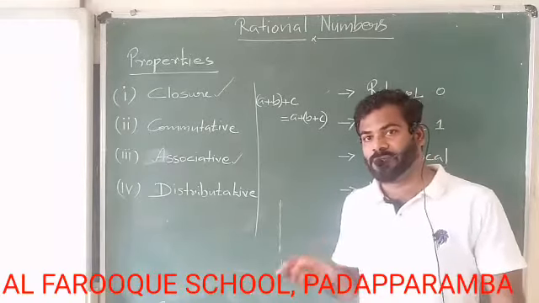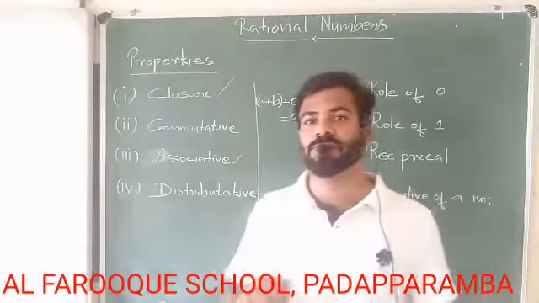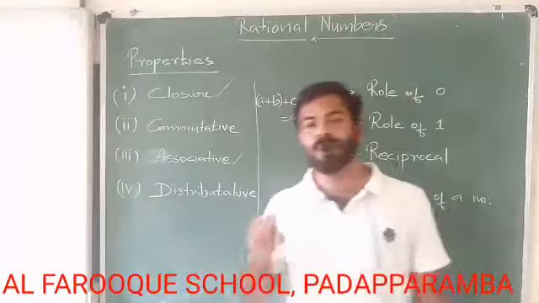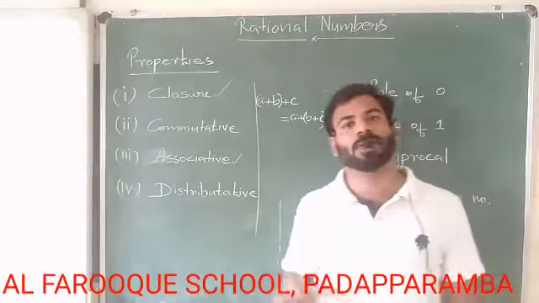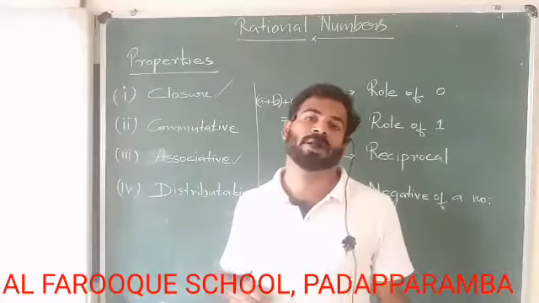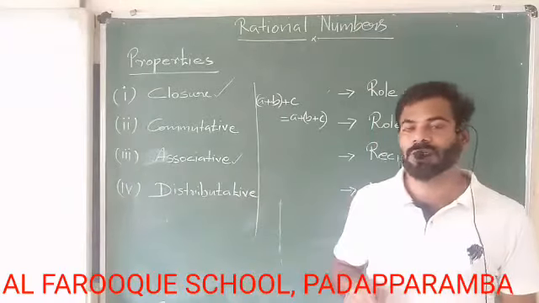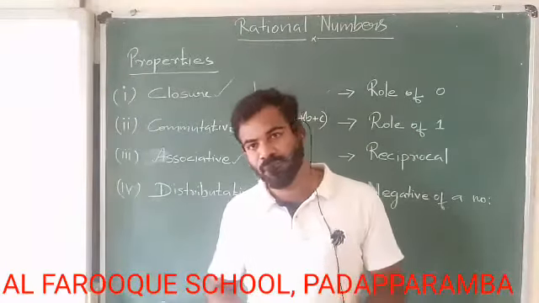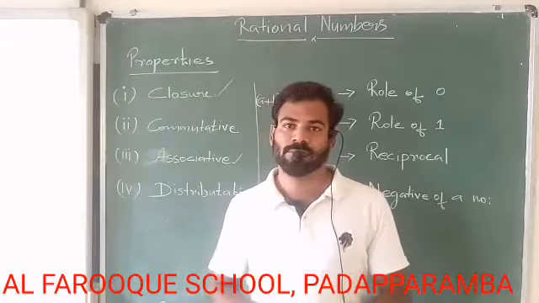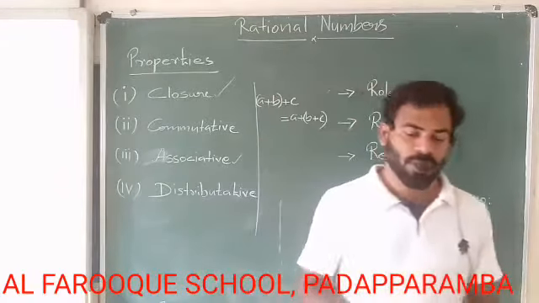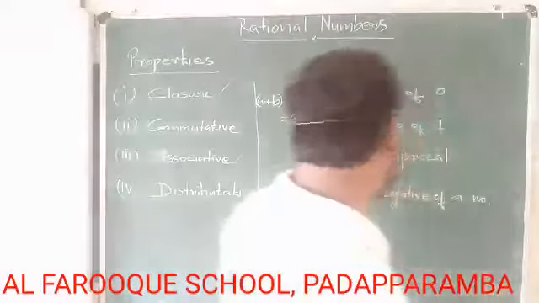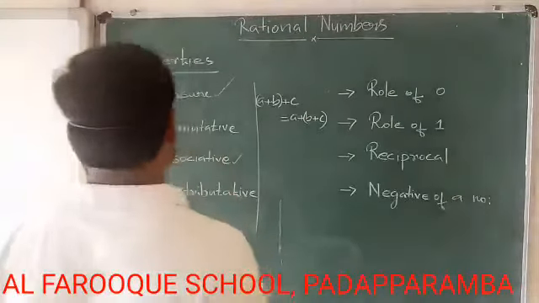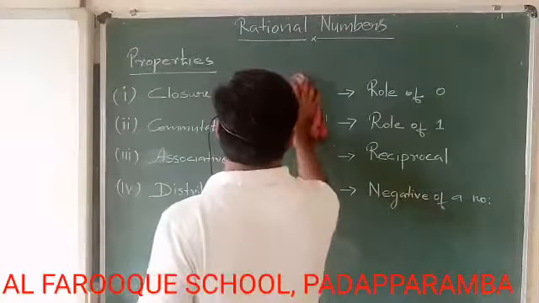Is it clear? So once again I am repeating, in the case of associative property, addition and multiplication are associative, and division and subtraction are not associative in the case of rational numbers. Is it clear? Okay. Now we are moving to the final property, that is distributive property.